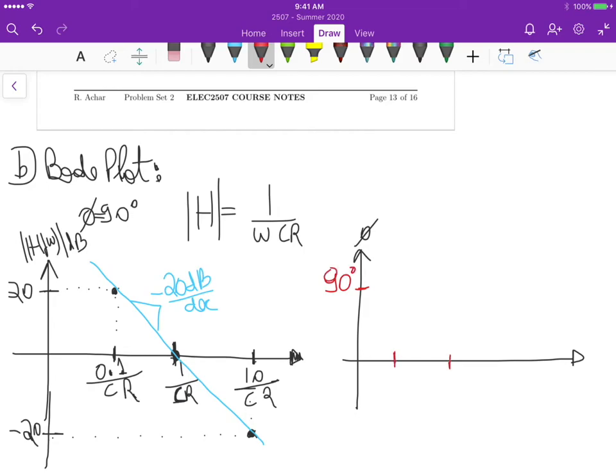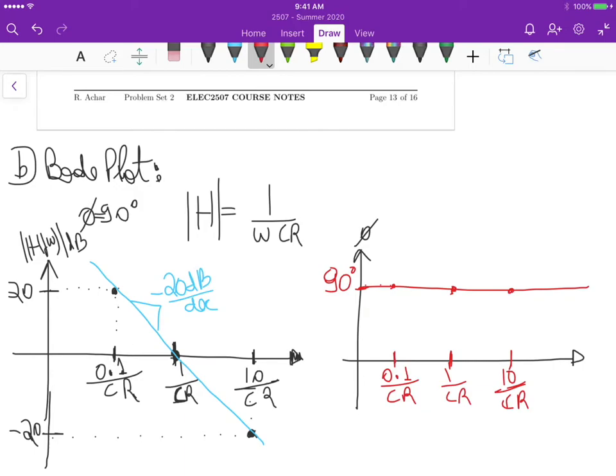So if we have the same ticks here of 0.1 over CR, 1 over CR, and 10 over CR, it's just constant at 90 degrees. Okay, so you see on the solution manuals that we basically have some values for like 1 over CR. You can calculate it by plugging in the values that we calculated in part A, but that's the overall trend of the Bode plot.